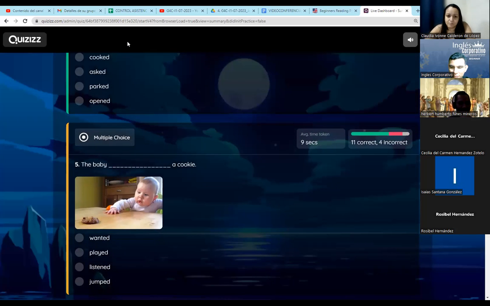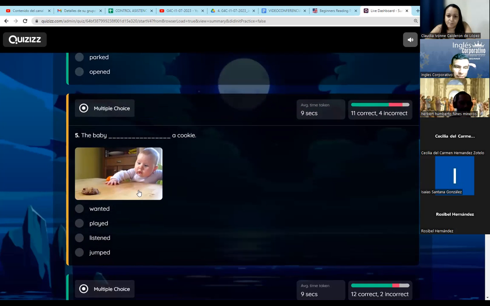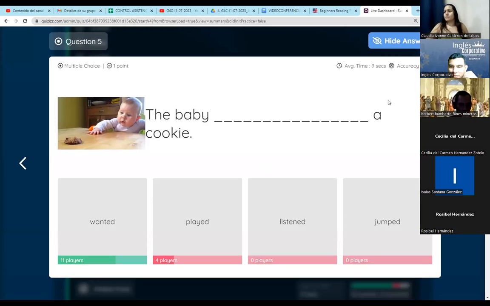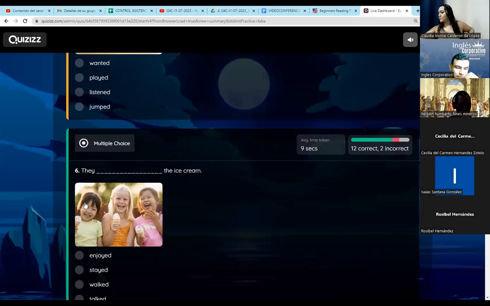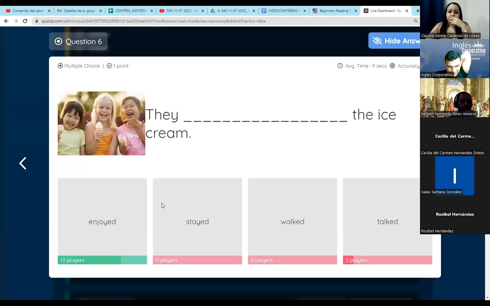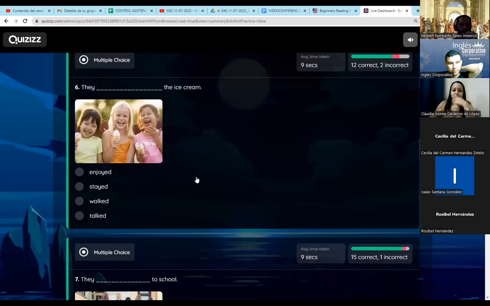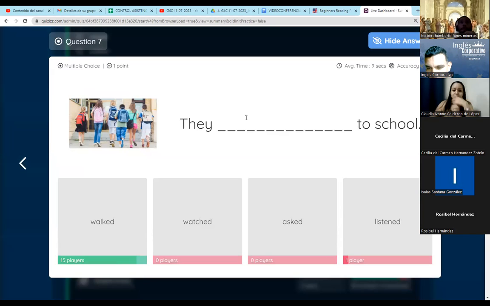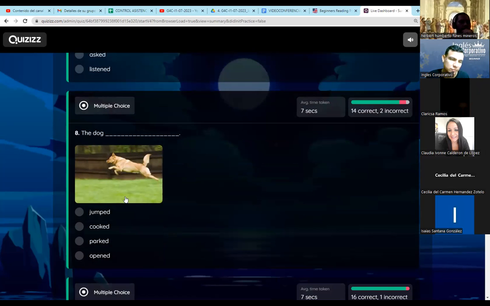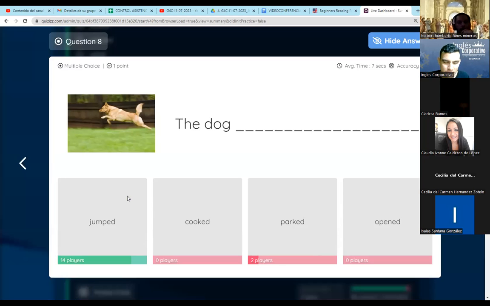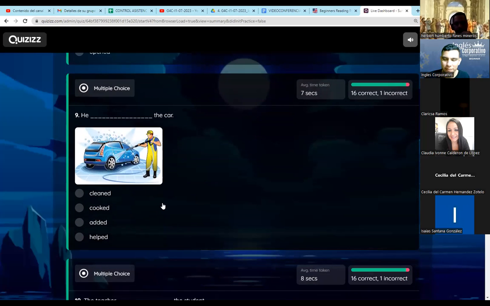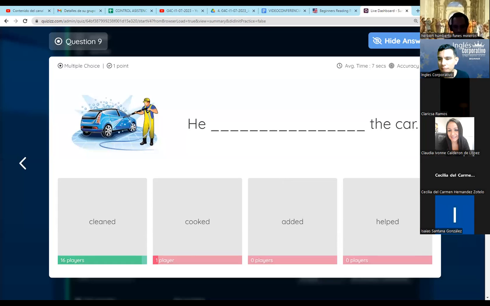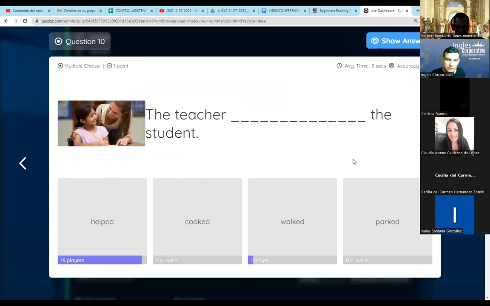Number five, the boy wanted a cookie. Very good. They enjoy the ice cream. They walked. They walked to school. Very good. And the dog jumped. Nine. He cleaned the car. Okay, the teacher helped the student. Very good.